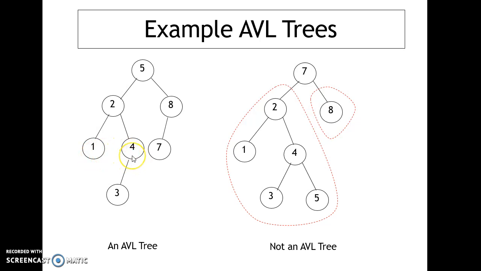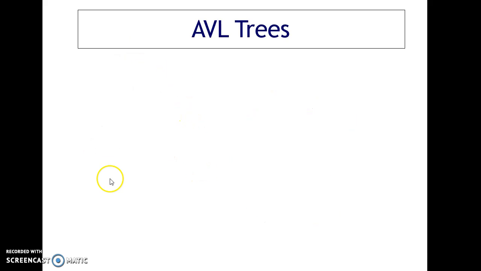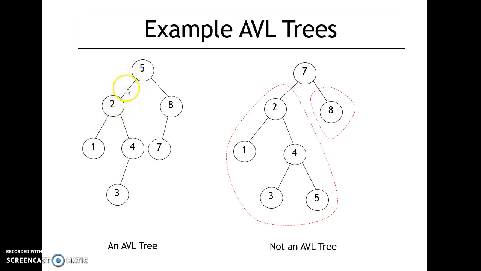Here for calculating the balance factor of this node, the height of the left subtree is 1, the height of the right subtree is 0, so 1 minus 0 is 1. So it is balanced. For this you have to calculate the balance factor. 0 minus 0 is 0. It is balanced. Here 1 minus 2 is -1. It is balanced. Here 1 minus 0 is 1. It is balanced. For this node 5, the height of the left subtree is 3 minus the height of the right subtree is 2. 3 minus 2 is +1. Since it is balanced, it is an AVL tree.